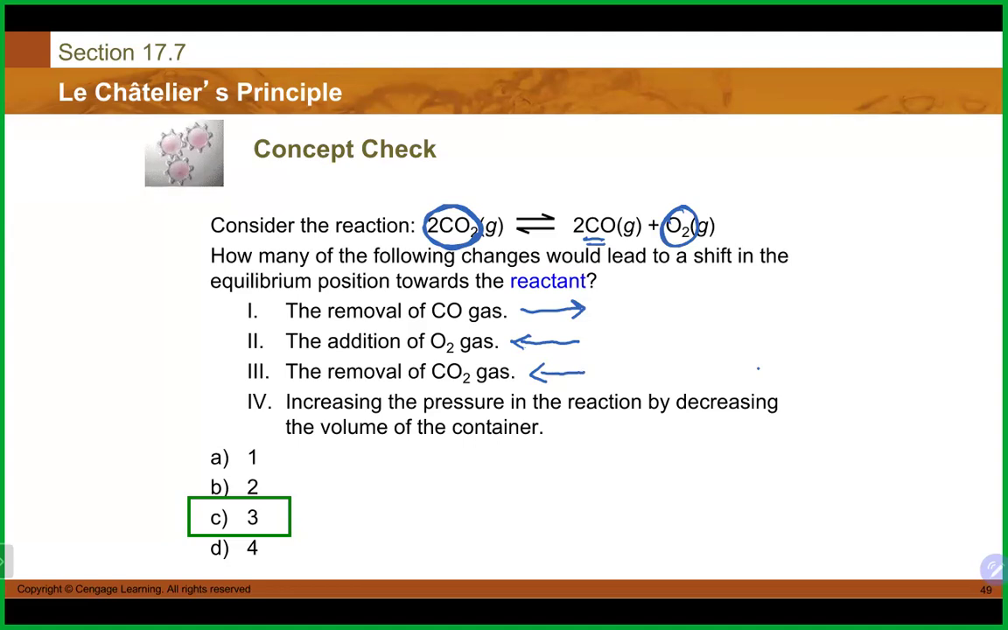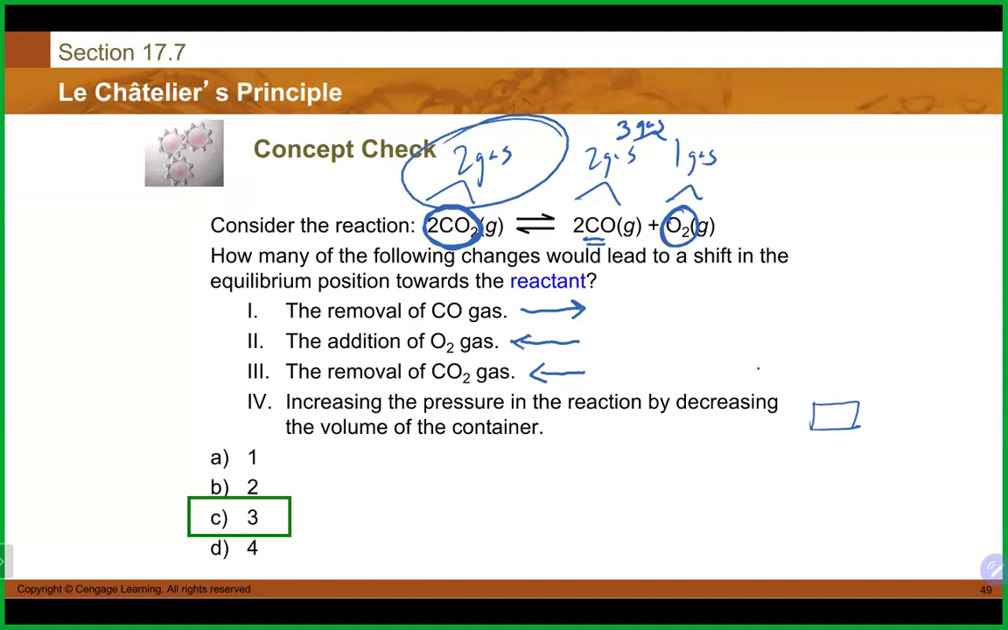And lastly, increasing the pressure by decreasing the volume. So again, small volume, fewer gas molecules. There are 2 gas molecules there. That is 2 gas molecules, and this is 1 gas molecule. Grand total of 3 gas molecules. The smaller number of gas molecules is to the left here. So the 3 that actually will do it are 2, 3, and 4 up there; they will cause the equilibrium to shift to the left. Any questions on any of those there?